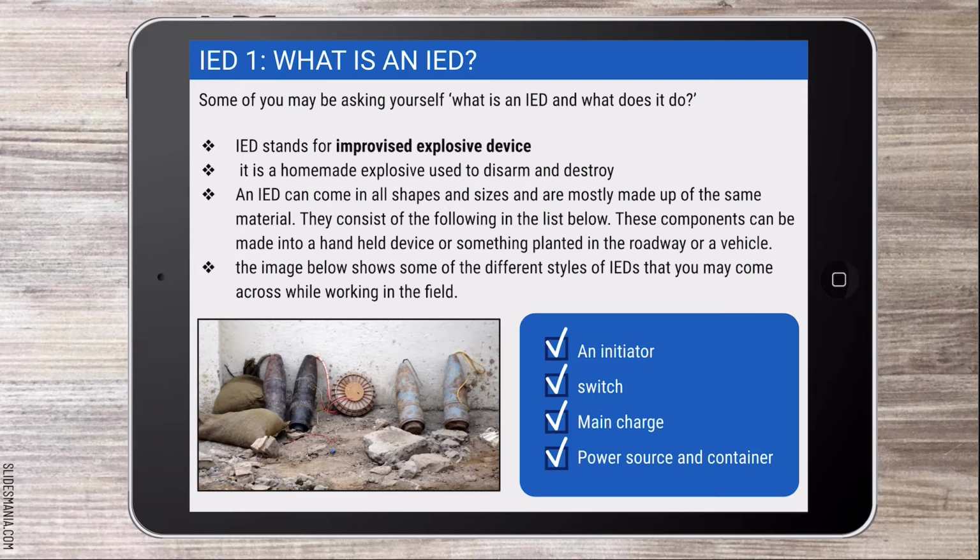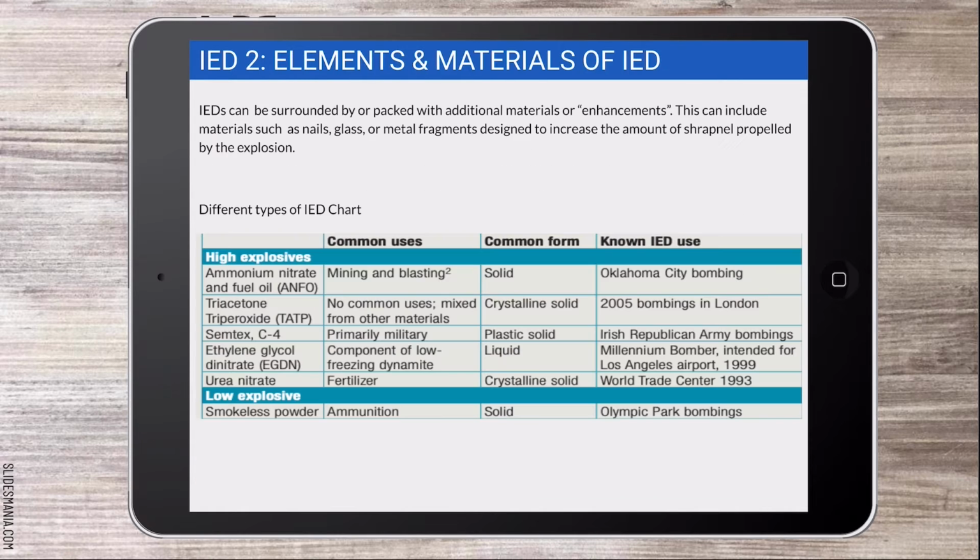IEDs can come in many shapes and sizes, as you can see in the picture on the screen. All IEDs consist of an initiator, a switch, a main charge, and a power source. They can generally be found beneath the ground or implanted in vehicles. More specifically, IEDs can contain materials such as glass, nails, and metal fragments designed to increase the amount of objects propelled by the explosion. As you can see in the chart, here are the different types of IEDs used in past terrorist attacks around the world.